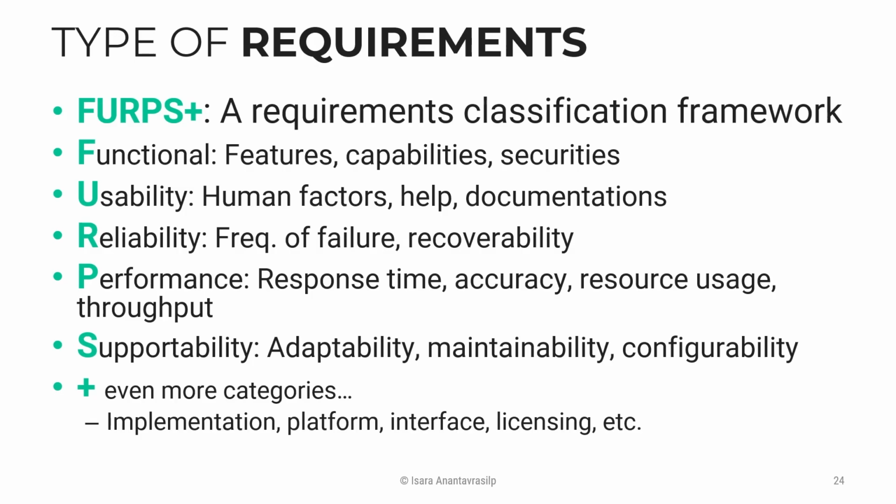Introducing the FURPS model. FURPS is an acronym used to categorize software requirements. Each letter of FURPS represents a different category of requirements. Let's start with the first one, F, functional, or functionalities. Functionality refers to the set of features and capabilities of the software. It dictates what the software should do in order to achieve the intended purpose of the software.